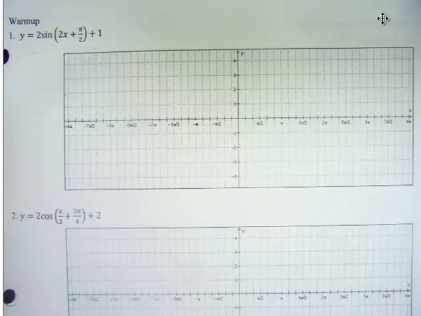Please take a couple moments and practice these two warm-up problems, the sine and cosine problem. Keep in mind, please, that you have to factor out your b value before you can go through. So take a moment, factor out your b value, pause this for a second, do that, and then hit play so that you can see what it should be before moving forward.